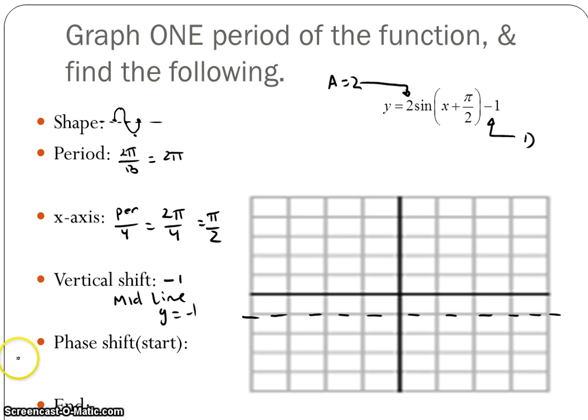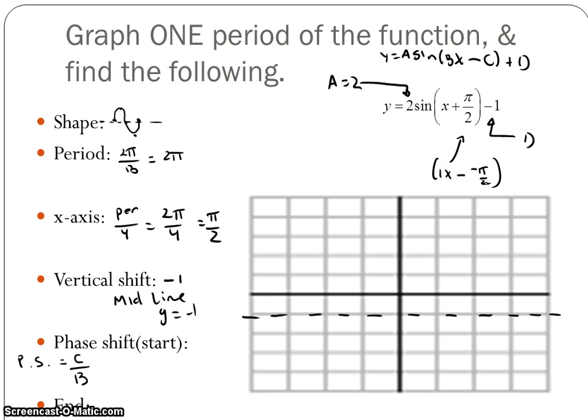The phase shift, which I'm going to abbreviate PS for phase shift, and the formula on the previous slide was C over B, so my phase shift is C over B. Remember that the equation was y equals A sine B of x minus C plus D. So if I rewrite it as Bx minus C, it's 1x minus negative pi over 2.